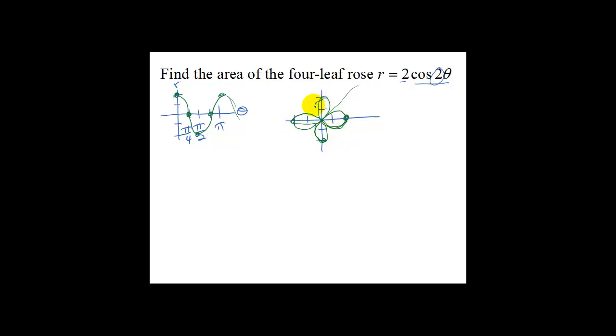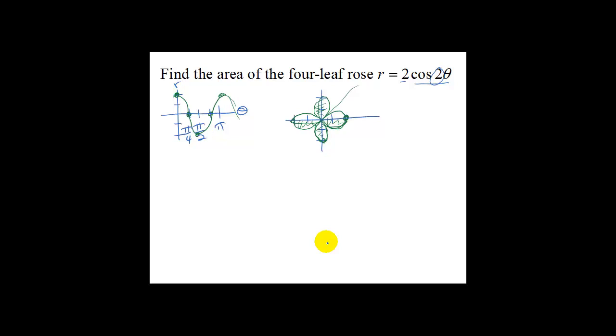Alright, so what I want to do is find the area inside of this. So this here. And they don't look like it in my graph, but these leaves are actually symmetric. So we could find the area inside of one leaf and then multiply it by 4. So I think that's what I'm going to do here.